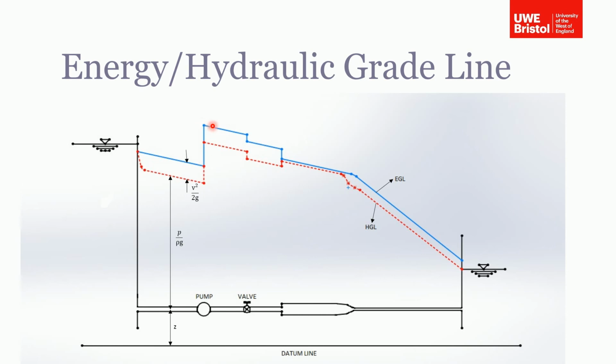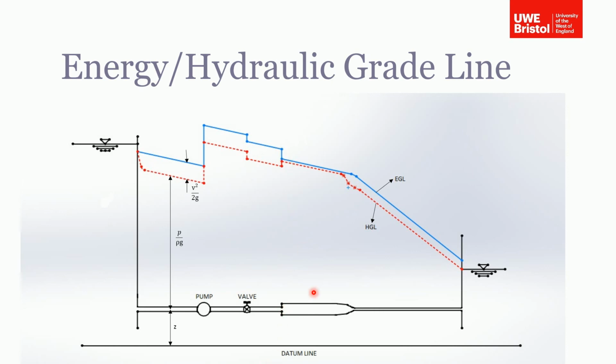Then it continues to decrease, due to the friction between the pump and the valve. There's a sudden decrease as it goes over the valve. There's a head loss associated with the valve. Then there's another gradual decrease between the valve and the sudden expansion due to friction. Then there's a sudden head loss due to this sudden expansion here.